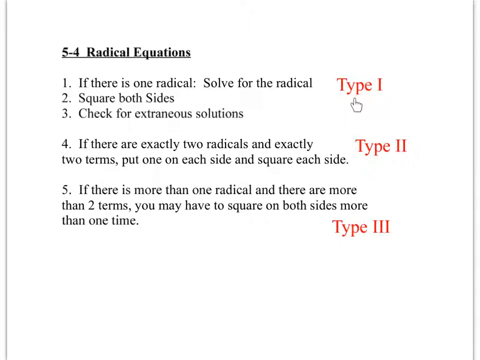So Type 1 is where there's only one radical. Your steps to solving a Type 1 radical equation, where there's just one radical, is get the radical by itself. Solve for the radical. Once you've got the radical by itself, if it's a square root, square both sides. Of course, if it's a cube root, you're going to cube both sides. If it's a fourth root, you're going to raise each side to the fourth. But let's just say if it's a square root, we're going to square both sides. Once you do that, you're then going to solve for x.